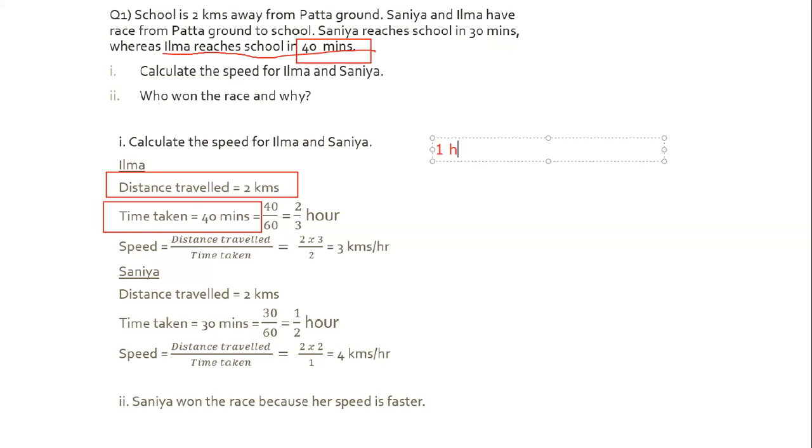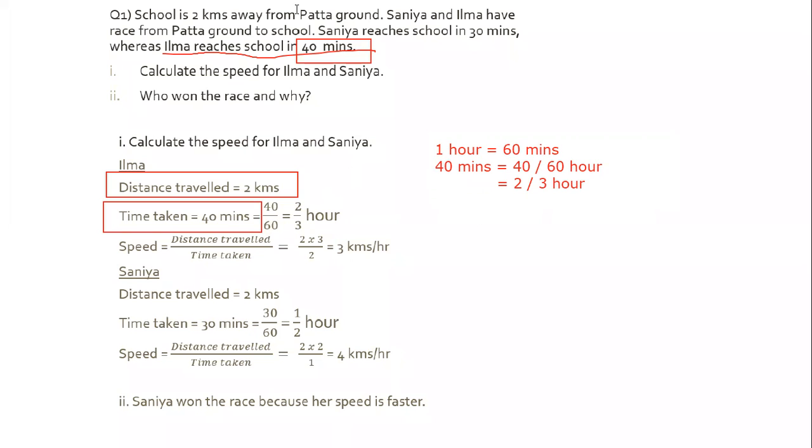1 hour is equal to 60 minutes. That is why 40 minutes will be equal to 40 divided by 60 hour, which is equal to 2 divided by 3 hour. So how many hours did it take Ilma? It took Ilma 2 by 3 hours.